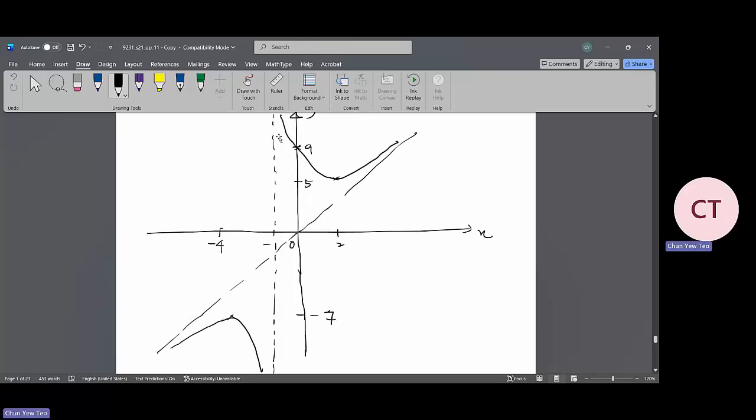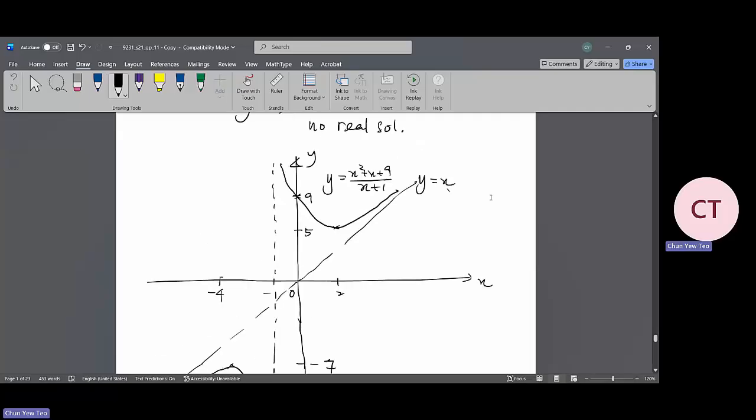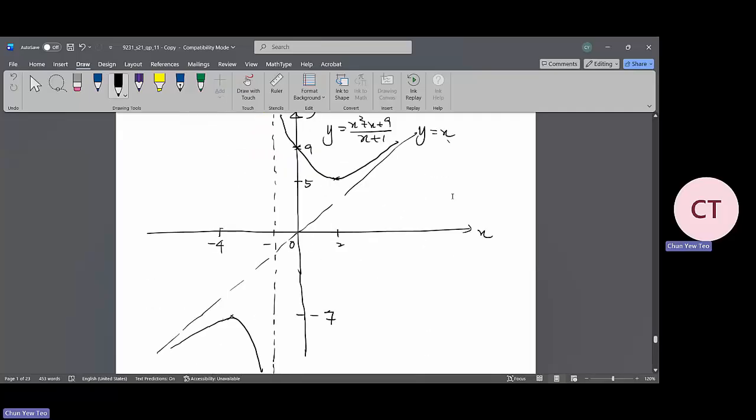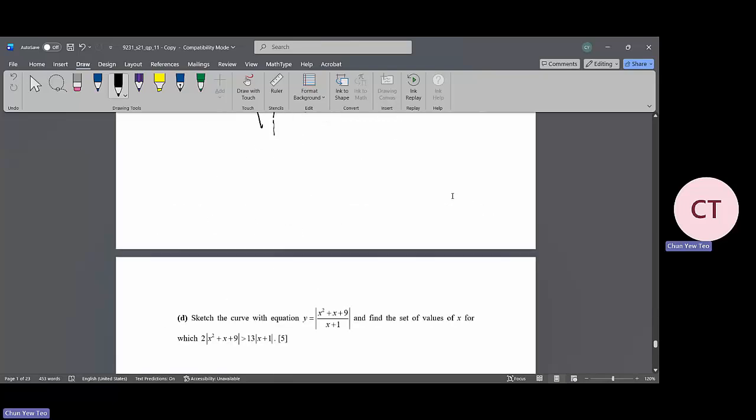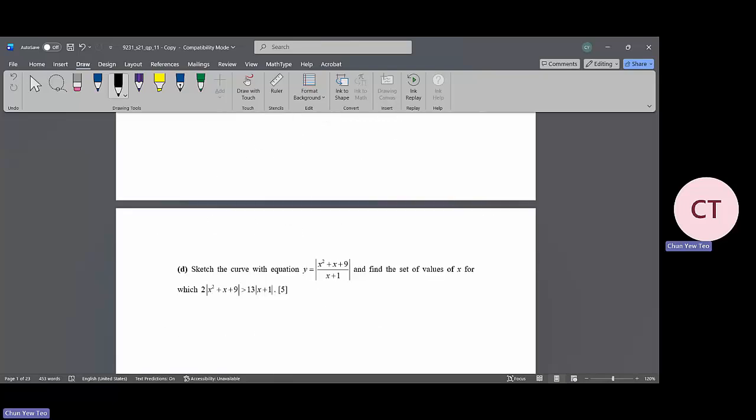Okay, so this will be the y equal to x. This will be the graph of y equal to x squared plus x plus 9 divided by x plus 1. That will be the answer for the question 7C. Move on. We have a question 7D. They want you to sketch the graph of y equal to the modulus of the function just now.